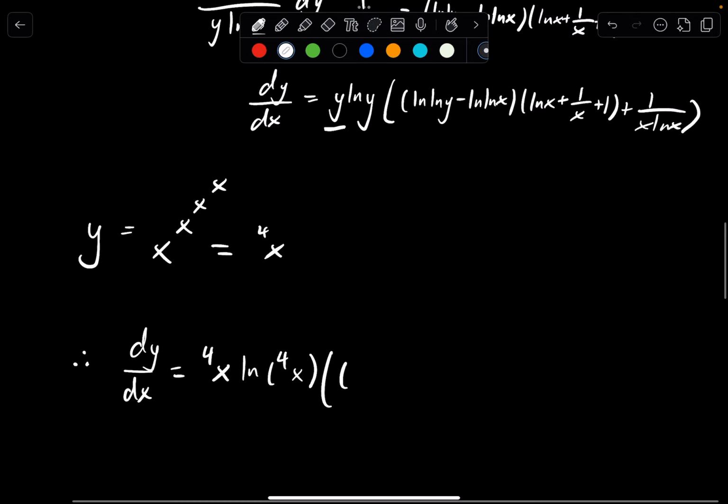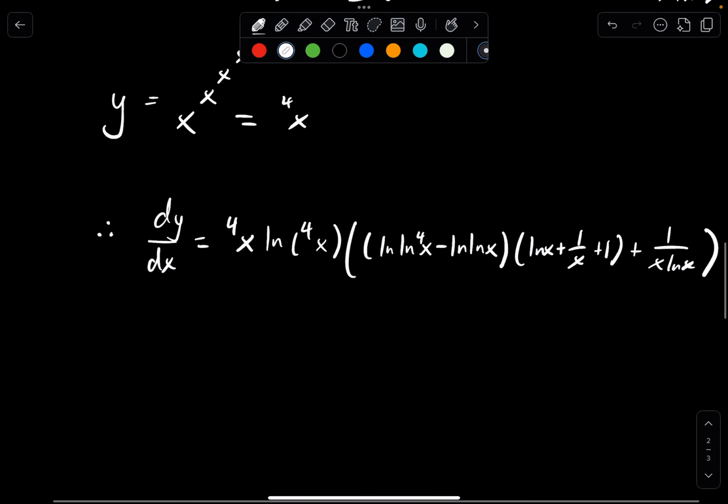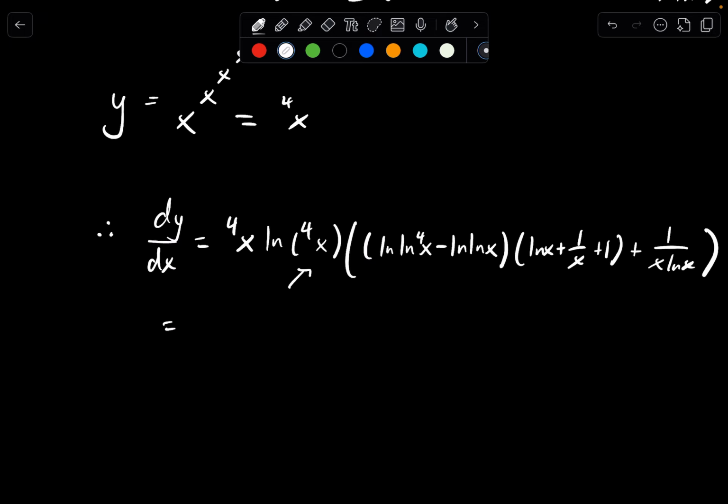multiplied by natural log of x to the 4 minus natural log of x, natural log of x plus 1 over x plus 1 over x ln x. And feel free to keep simplifying. We can even keep going. If you really look at these two terms, what's happening? We have x to the 4 and then ln of x to the x to the x to the x. And we can bring this down as a coefficient.